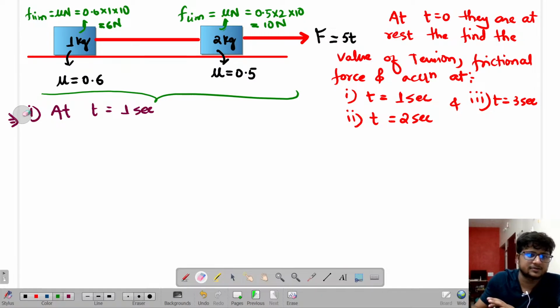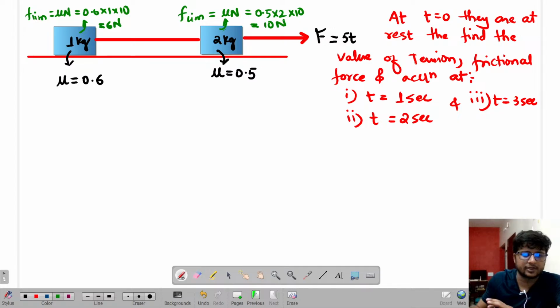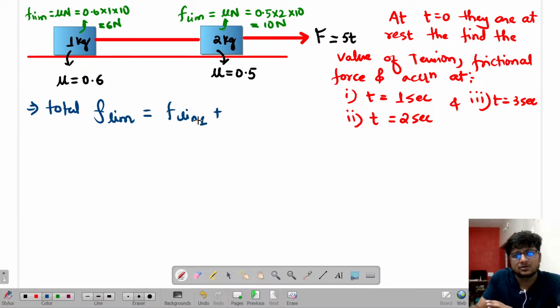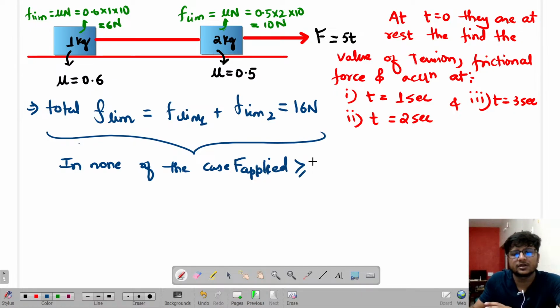I can write this directly. Look over here, I can write total F limiting is how much Newton? F limiting 1 plus F limiting 2. Basically, that is equal to 16 Newton. And in none of the cases is my F applied more than or equal to 16 Newton.